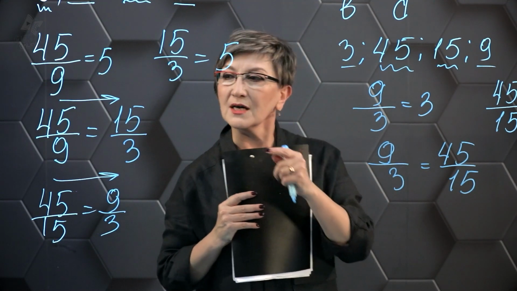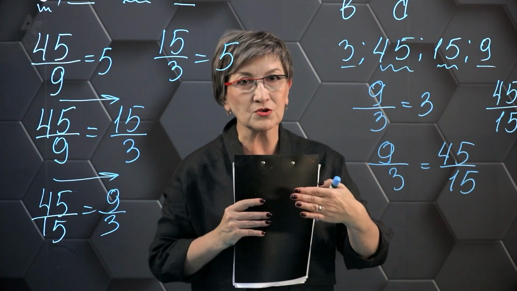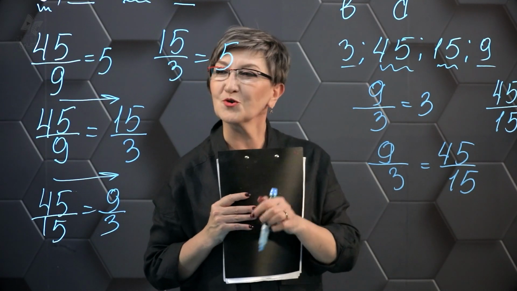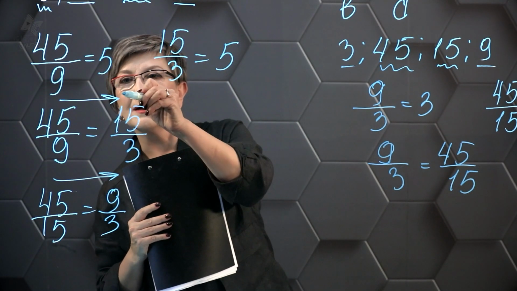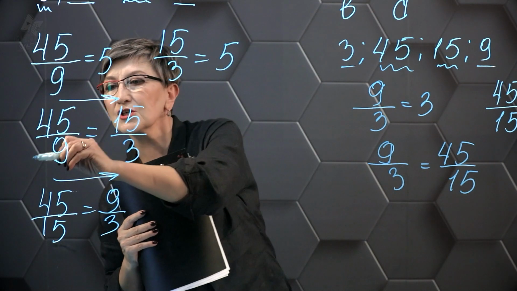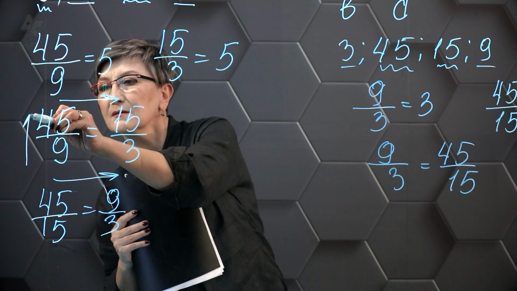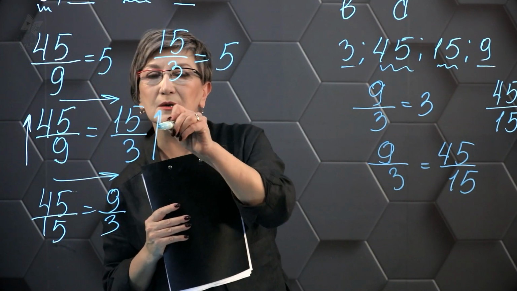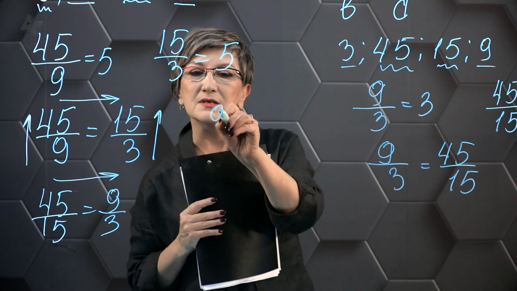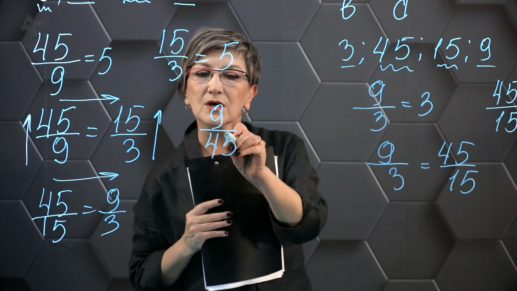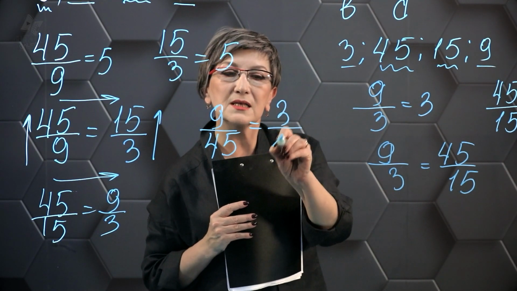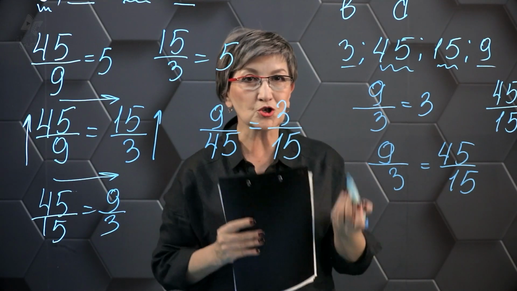Let's look at another example. Is it possible to make proportions differently? Of course you can. If I consider the following ratio, 9 to 45 and 3 to 15, 9 divided by 45 equals 3 divided by 15, then I've got a proportion too.